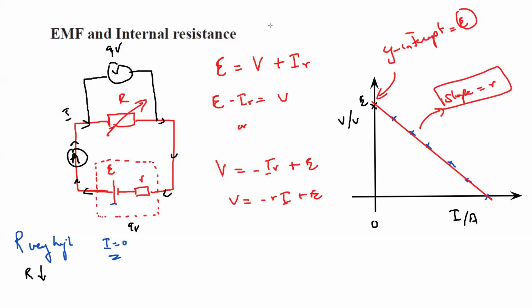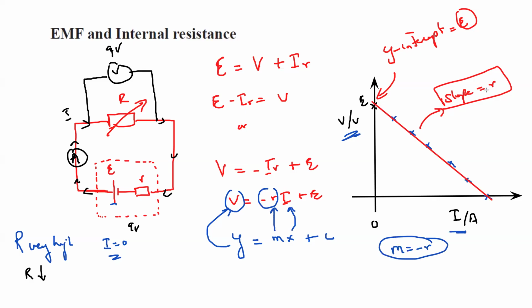When I compare this with the equation of a straight line, which is y equals mx plus c, on the y-axis we have voltage and on the x-axis we have current. So what will be the gradient of this graph? The gradient of this graph will be equal to minus r. When you take a gradient or slope, you will get a negative value. Say when you work out a gradient, your gradient is, say, minus 3. So minus 3 is minus r, so r is equal to 3.